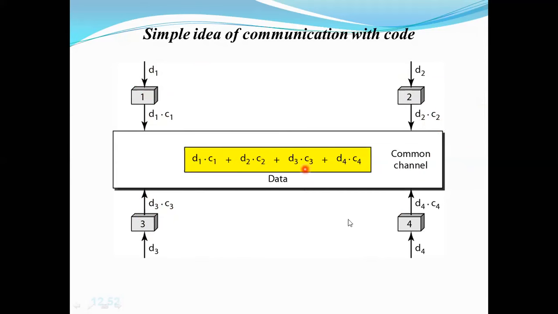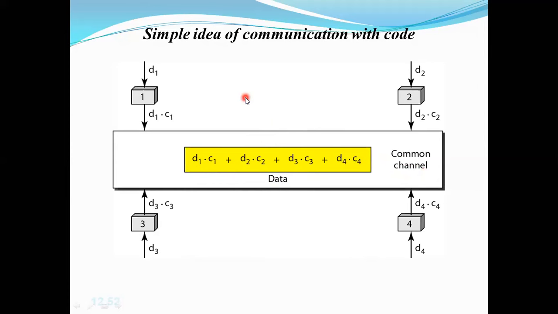This comes here. Similarly, it happens at station four also. Now, what happened? The sum of all these is actually transmitted over this particular channel. Now, this has become data. This whole thing has become data, and this is actually sent over the common channel. This is what normally happens in CDMA with the help of the different codes.